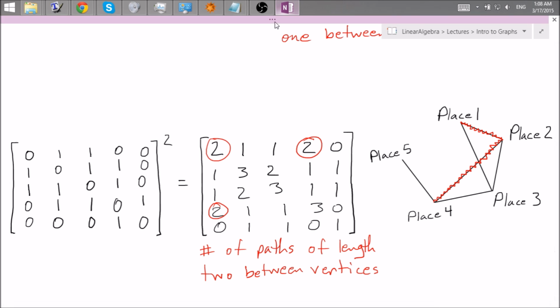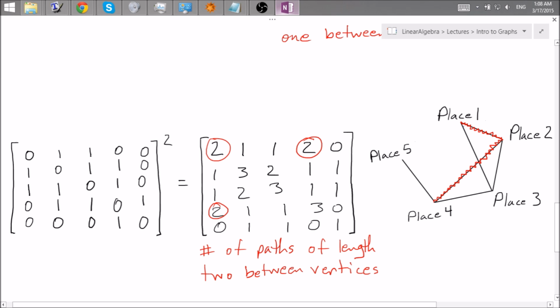But I see another way to do it as well. I could go first to place 3 from place 1, and then on to place 4, and that's the second way of getting from place 1 to place 4 with a path of length 2. And as we can see, these are the only two ways to do this.